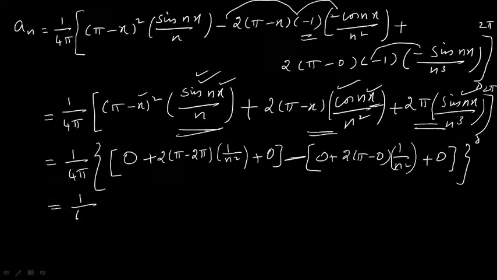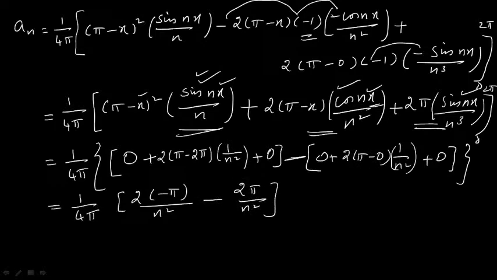Simplifying this, you get the value of an. So 1 divided by 4 pi, twice pi minus 2 pi is nothing but minus pi, divided by n square. Minus here, 2 pi by n square. So here what you get is minus 2 pi divided by n square.